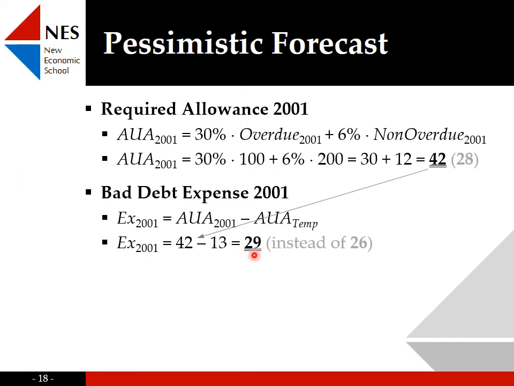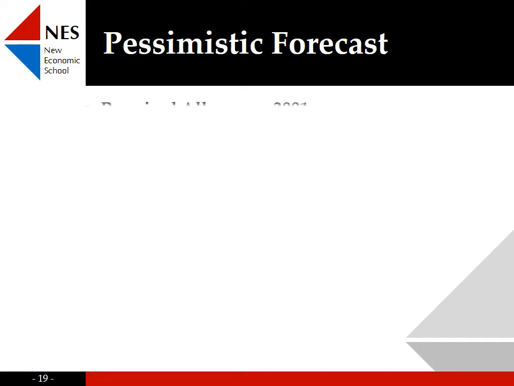So you can see that even though the company has started from a higher level of allowance towards the end of 2001, it's 13 instead of 2, the higher required level of allowance at the end of 2001 actually dominates the effect, and the required bad debt expense is higher under this scenario than what it was under the base case where the company kept a fairly realistic bad debt expense policy.